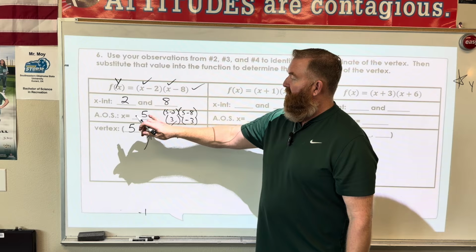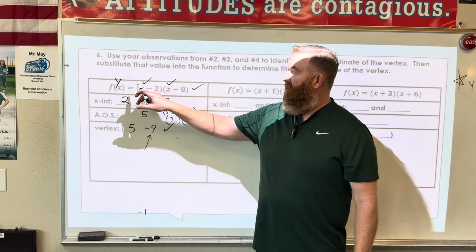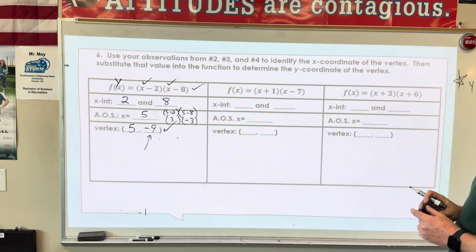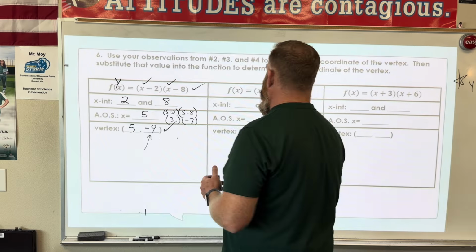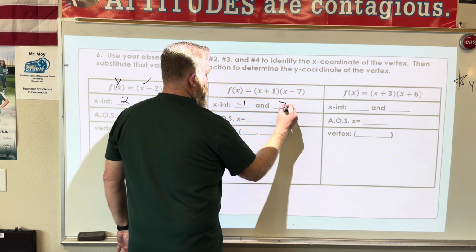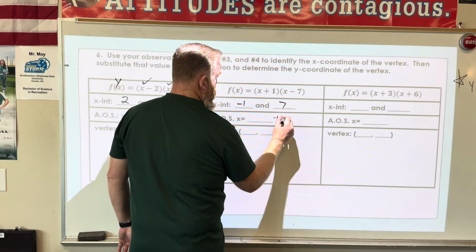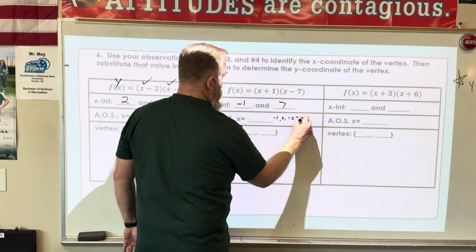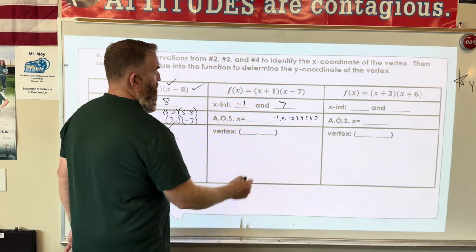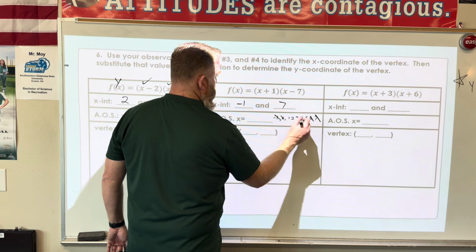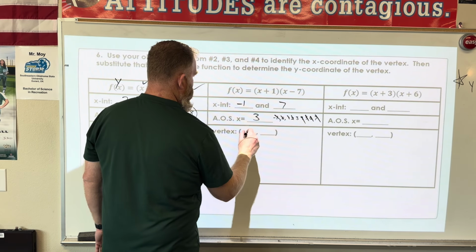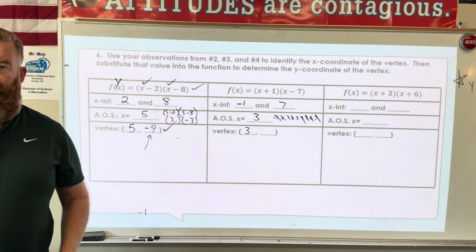All you have to do is find the x, plug it in, and that will tell you how to solve for y, okay? All right, do the second one. Go. What are my x-intercepts? -1 and 7. So I'm just going to go -1, 0, 1, 2, 3, 4, 5, 6, 7. That's the way I always did it. 1, 1, 2, 2, 3, 3, 4, 4. What do I have? 3. Good. So 3 is my answer. I just plug it in.